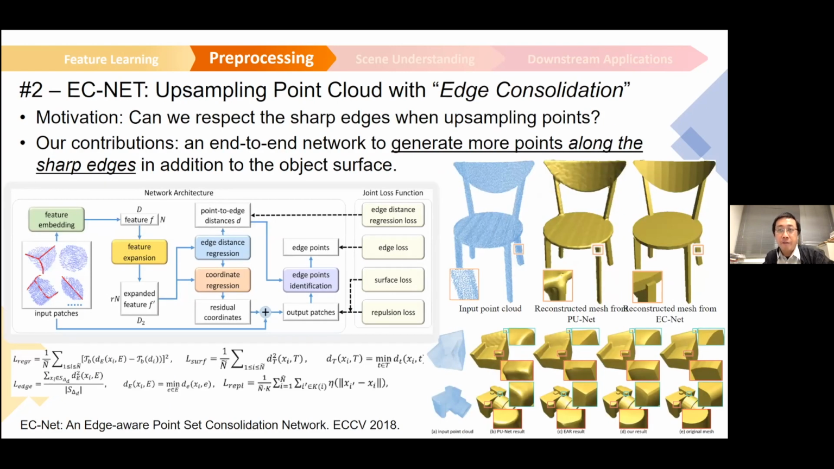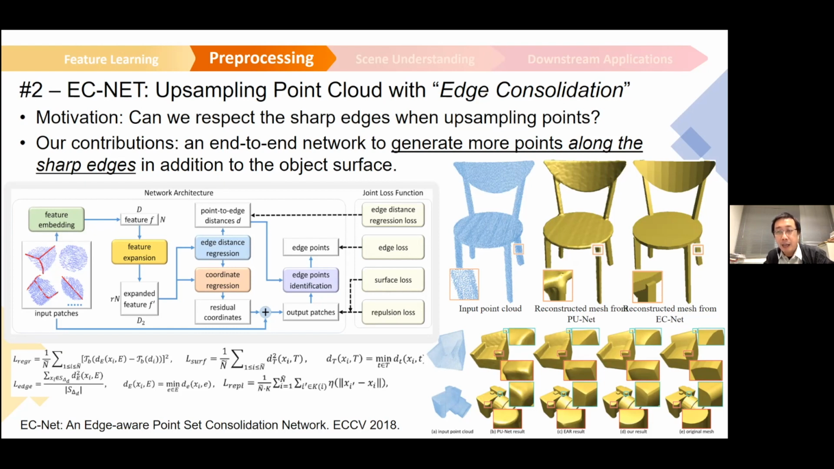Okay, looking at the 3D reconstructed results on the right-hand side, based on PU-Net, on the chair corner, we can see that PU-Net can easily over-smooth the edges in the upsampled point clouds. This result motivates us to further explore whether we can upsample points while considering the sharp edges and respecting the sharp edges on the underlying surface. Having said that, we aim to further preserve the sharp edges by generating more points along the sharp edges.